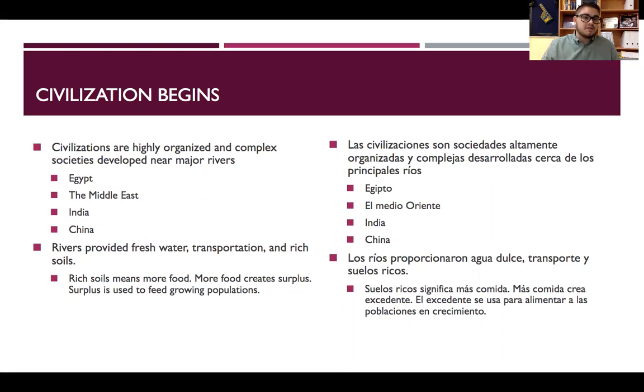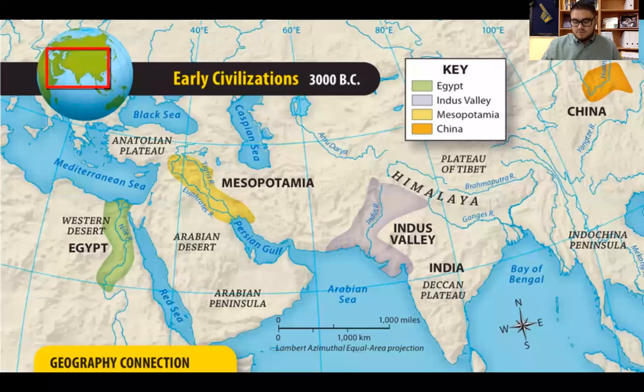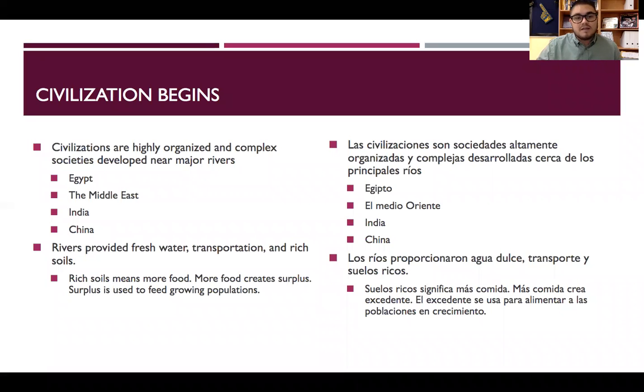Now, all of them are going to have a few things in common. The first one is that civilizations are highly organized and complex societies. And they all develop near major rivers. So those major rivers and these areas are going to be Egypt, the Middle East, India, and China, right? Those are the major ones. That's where civilization is going to begin.